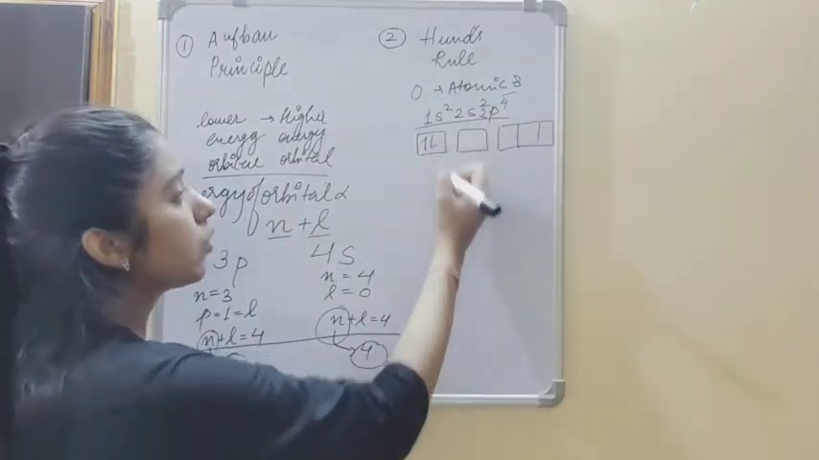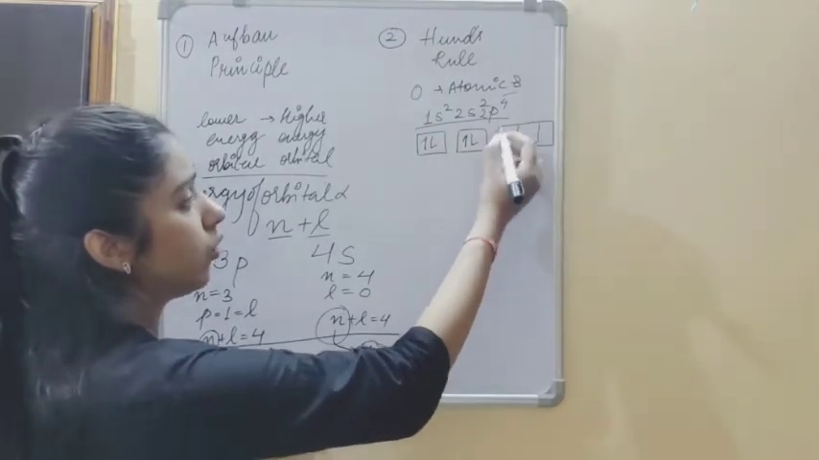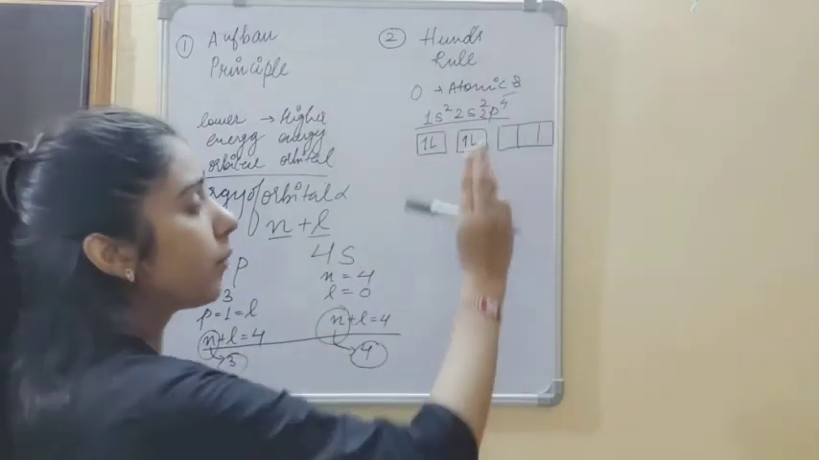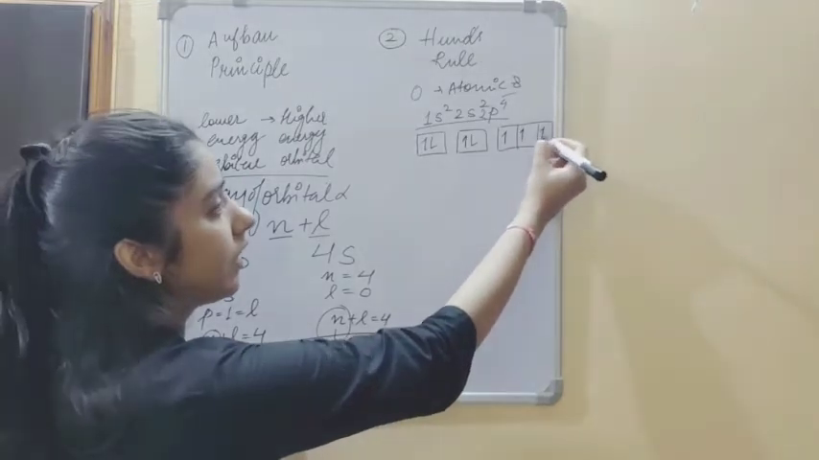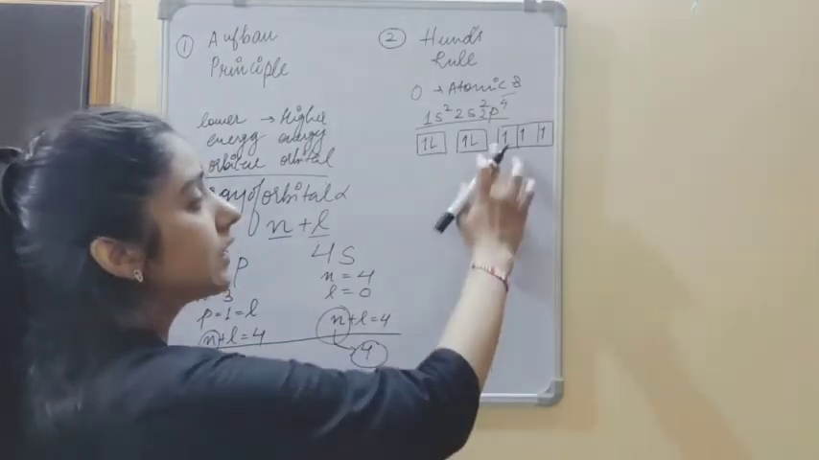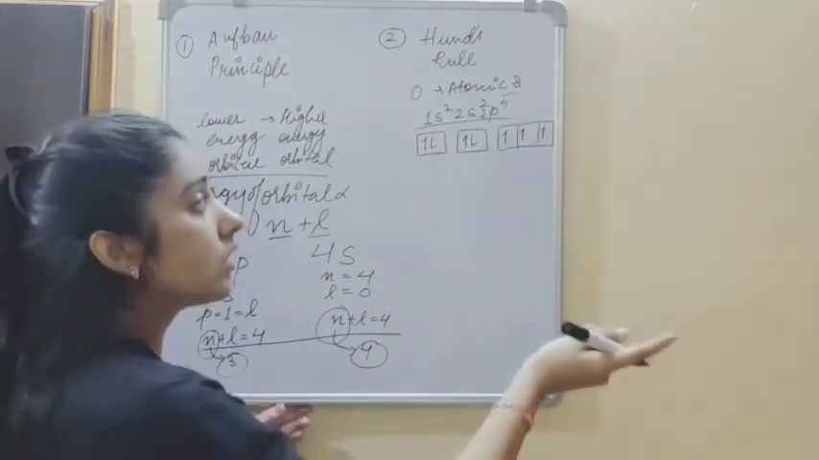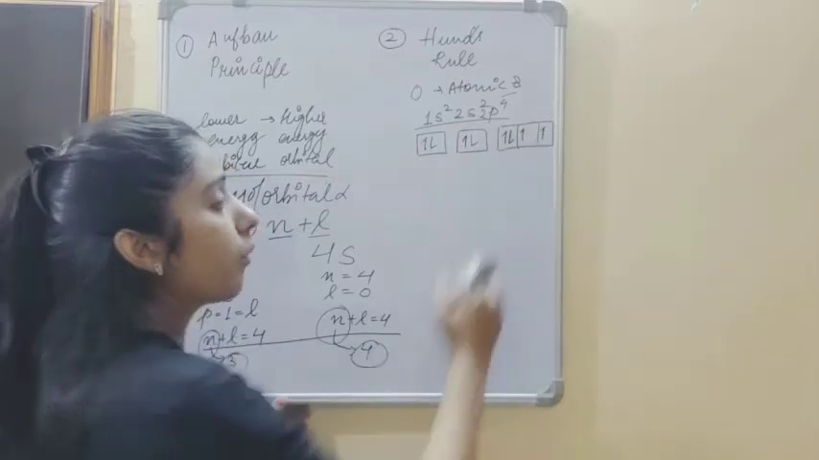So 1, 2. Now we will move to the next one. Again 1, 2. And in the p shell there are 3 suborbitals. So firstly we are going to fill them singly. Okay, 3 orbitals are filled. Now 1 will be remaining. So the one electron which is remaining will go to this orbital.